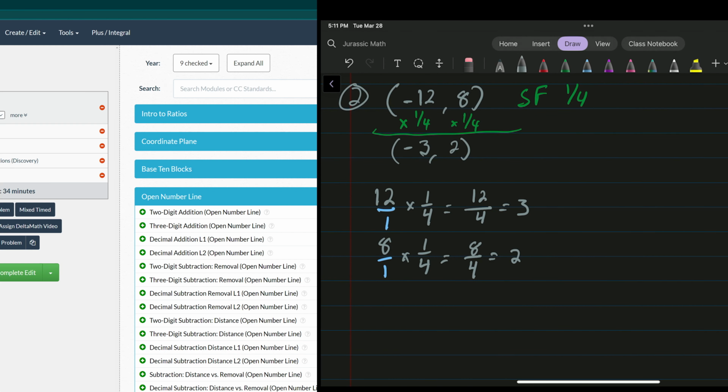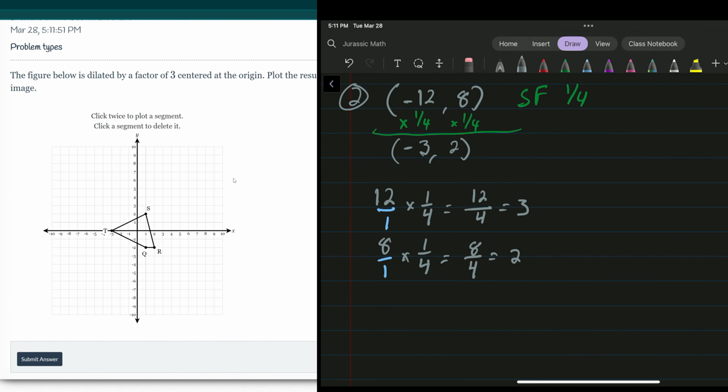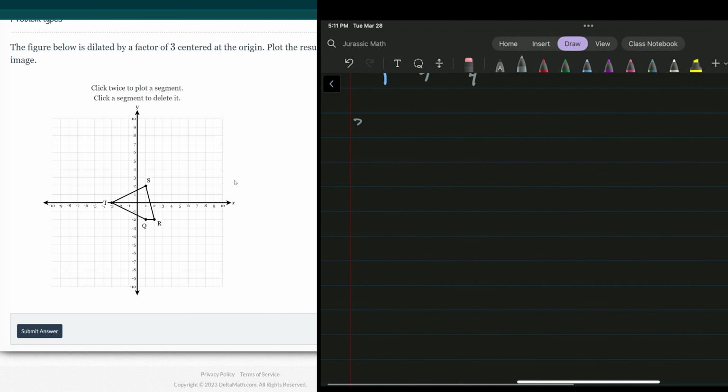Awesome. The next is dilations on a coordinate grid. Now, this one is not as bad as what some students are thinking. The problem usually comes with writing things down. So we have a dilation of scale factor 3, which is not bad. We just learned when you're dilating, you're just multiplying. The problem is I need to write down all the points. So I'm going to write down points Q, R, S, and T.